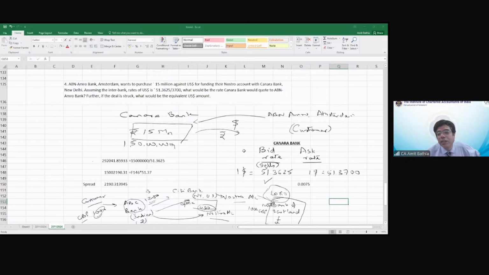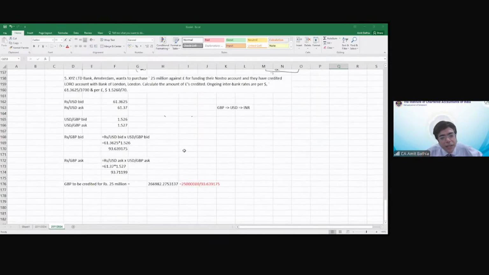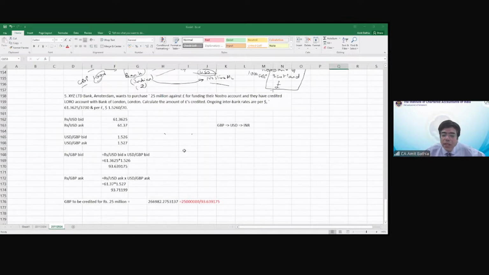So Canara Bank's charges, you can see over here, the margin is whatever is noted over here, 0.0075 per dollar. But as far as ABN AMRO is concerned, they will charge their own separate charges, which will be charged to their customer. That is not part of this question. Okay, sir. All right. Now, let us take a break of 10 minutes and then we will start again.